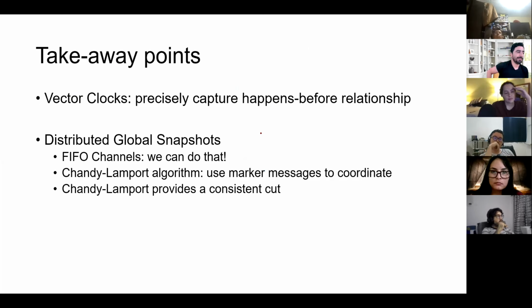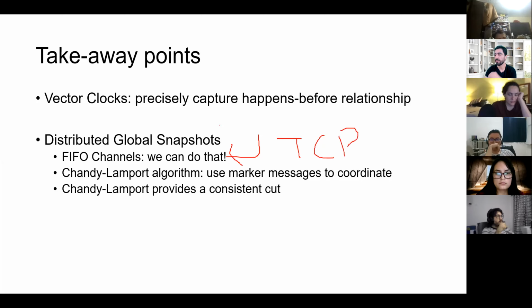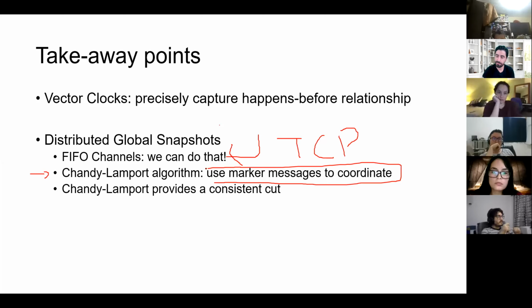So, takeaway points. Vector clocks precisely capture happened-before relationships. For the distributed global snapshot, we considered FIFO channels, first in, first out. Of course, we can do that, and we know how: TCP, right? For all those requirements that I said: intact, unduplicated, and in order. And we talked about Chandy-Lamport, which takes the global snapshot and also provides us with a consistent cut. It used the marker message to coordinate and make sure we get a perfect snapshot, and Chandy-Lamport provides a consistent cut, as I mentioned.